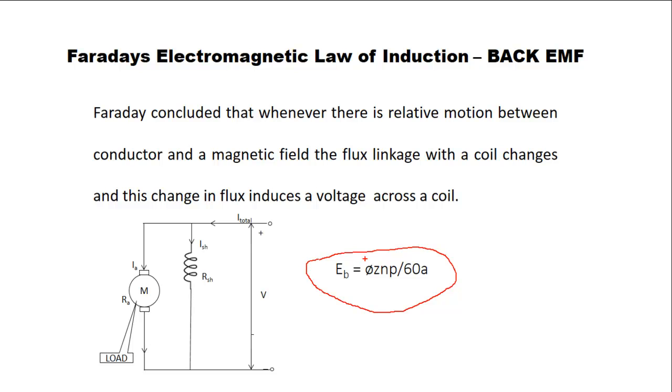So the back EMF is influenced by the flux produced in the DC machine by the field winding. It is influenced by the number of conductors present in the armature winding. It is also influenced by the speed of the armature and the number of poles, along with the number of parallel paths of the armature winding. So a quick review of what is a back EMF. Back EMF is nothing but an EMF induced in the armature of the motor when there is a relative motion between the magnetic field produced by the shunt field winding and the rotating armature conductors.